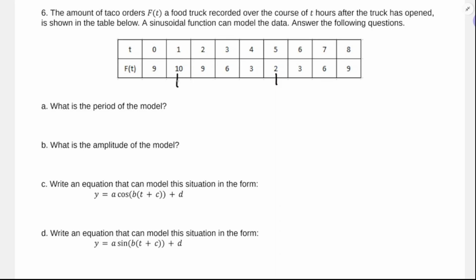But I'm going to say that this looks like half the period, because this is a maximum, and this appears to be a minimum. So I'm going to say that half the period is 1 to 5, which is 4, so the period is going to equal 8.